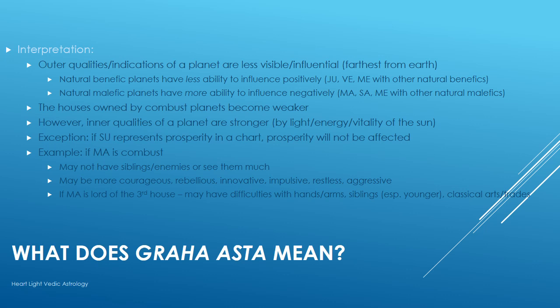So when a planet is combust, the outer qualities or indications of the planet are less visible or influential in life. The other thing is that when a planet is that close to the sun, it also means it's the farthest away from Earth. So you can think of it as there being less influence or manifestation on the earthly plane, in the physical, concrete world.